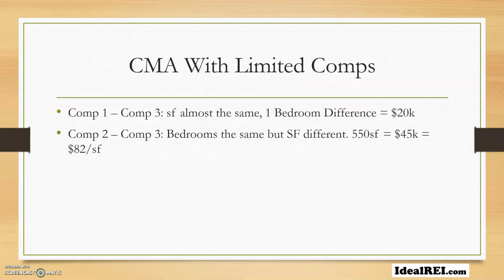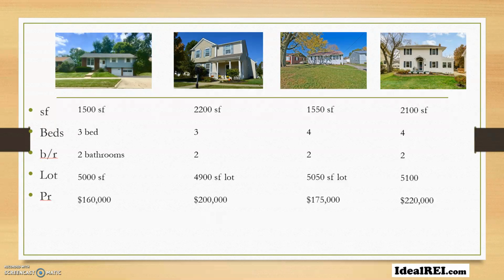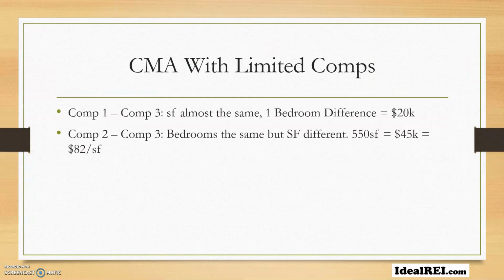So let's compare comp 1 and comp 3. The square feet are the same, but one has an extra bedroom and the other one has one less bedroom. The difference in price is $20,000 between the two. Let's go back and take a look between 1 and 3. One sold for $220,000, one sold for $200,000. They have pretty similar square footage, 2,200 versus 2,100. And the key difference is that 1 bedroom difference. So we could estimate that a bedroom is worth about $20,000.